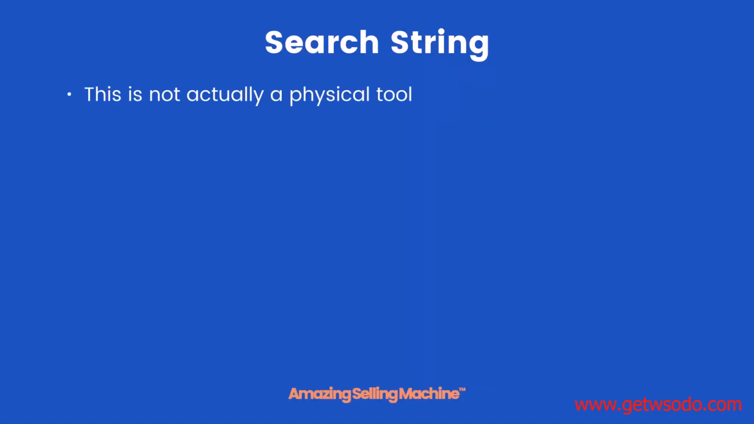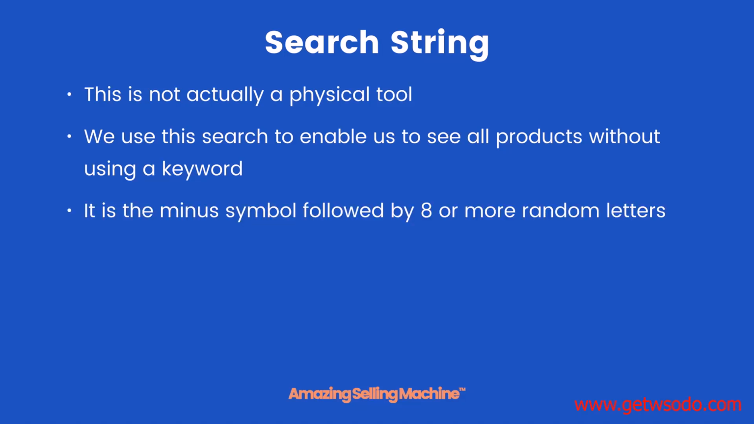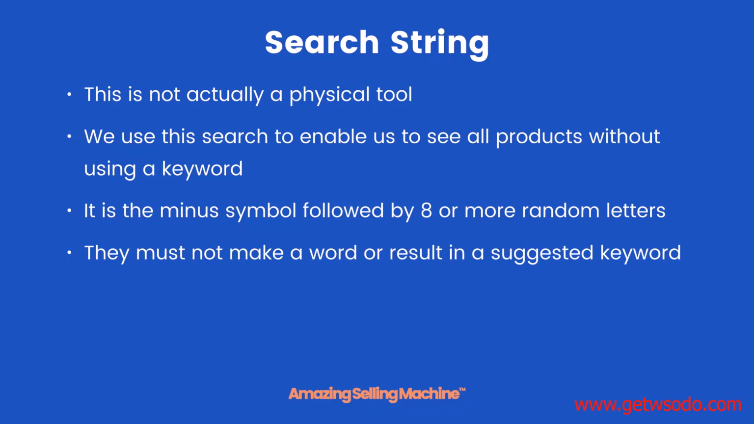The search string. Now, this is not actually a physical tool. We use this search to enable us to see all products without using a keyword. All it is, is the minus symbol followed by 8 or more random letters, and they must not make a word or result in a suggested keyword. So something like this example here. And I'll show you a quick example of this when we get to the last tool in the list.